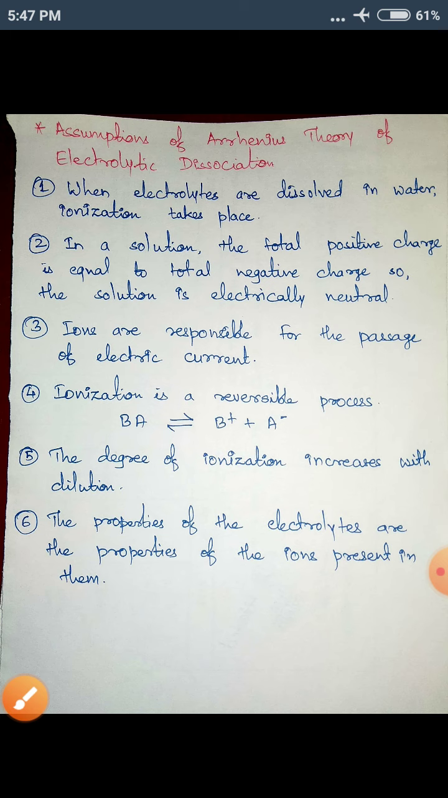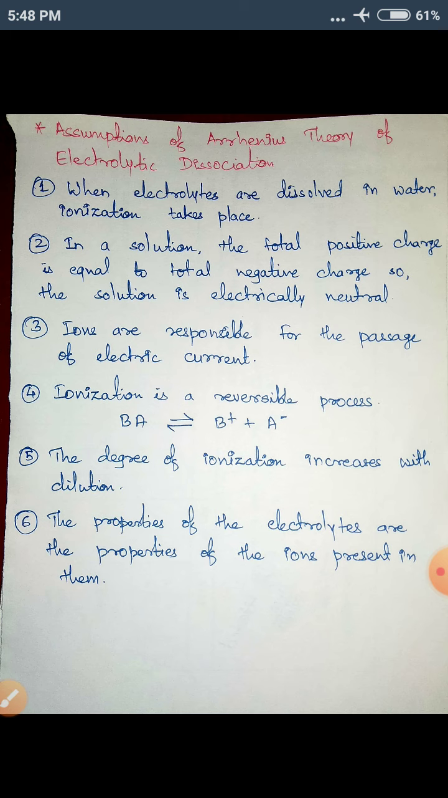Then the second point, which I have told you just now in both the examples: in a solution, the total positive charge is equal to the total negative charge. When the charges are equal, they nullify each other, therefore the solution is electrically neutral. Then we know one more thing, that only ions are responsible for the passage of electric current. Ions are nothing but free charges. If we have free charges, current flows. If we don't have free charges, current doesn't flow. Therefore, ions are responsible for the passage of electric current.